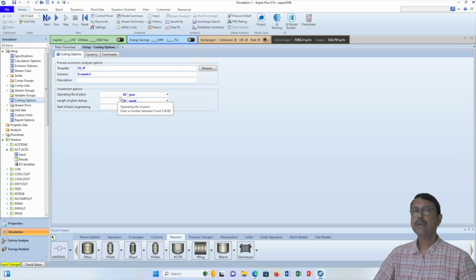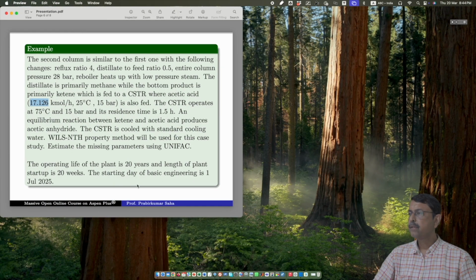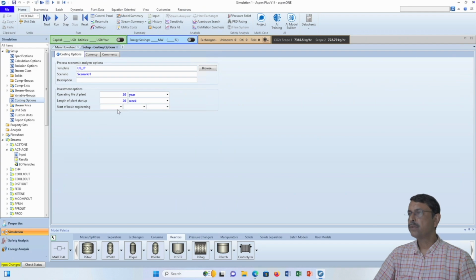Before, probably we have to do some changes in the equipment or some other renovations. For the time being, with this design, we'll assume that the plant will be operating for 20 years. And within 20 weeks, the plant will be starting up. Start of basic engineering: this is 1st July 2025. Okay.